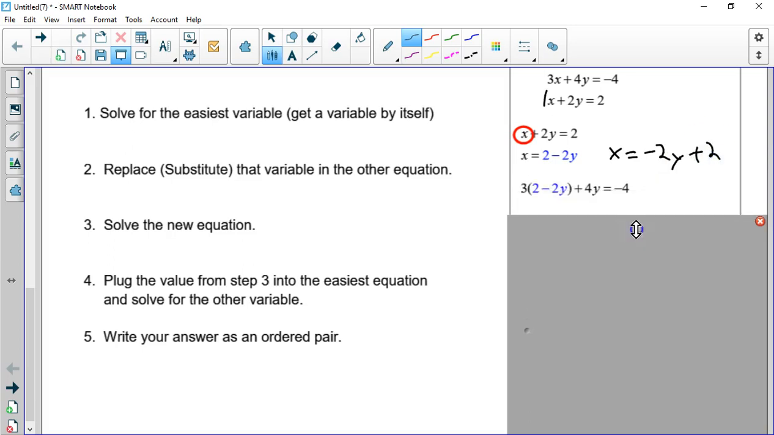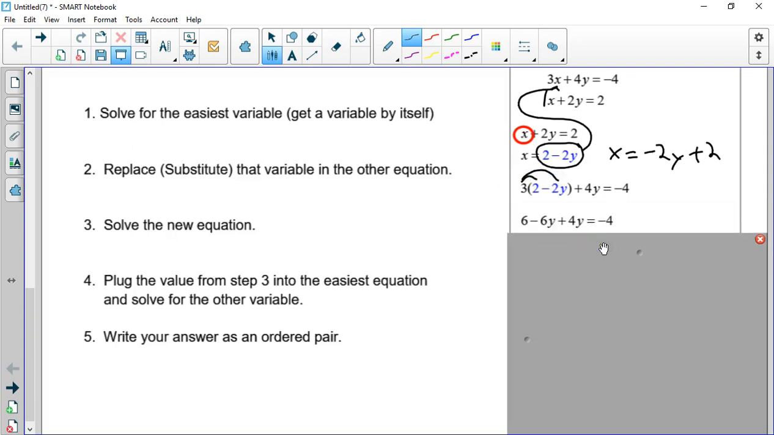Now, what you're going to do is take this and substitute it in for x right there. And I highly suggest, unless you're really good at this, you do exactly this. You circle it and draw an arrow saying, this is where I'm going to put it. And you're literally just taking the x out and putting 2 minus 2y in parentheses. Now, you're going to distribute your 3 and get 6 minus 6y plus the 4y equals -4.